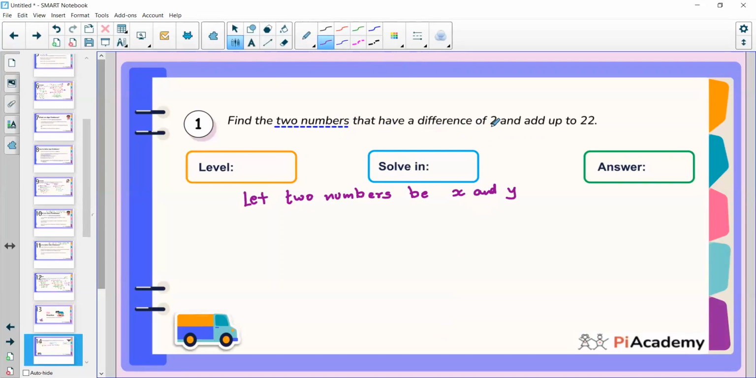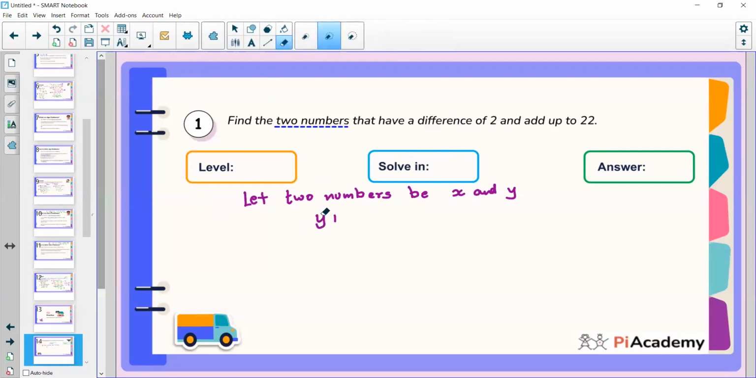And what is given? They have a difference of 2. So assuming x is greater than y, how can I write my first equation? Yes, can anyone help me write down my first equation? Yes, what would be my first equation? Can you tell me? Yes, it would be a difference of 2. y plus 2 equals x.